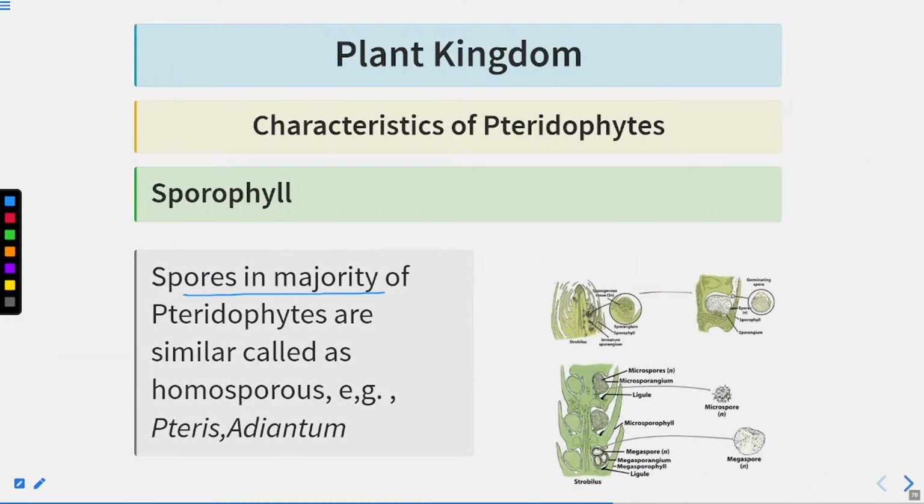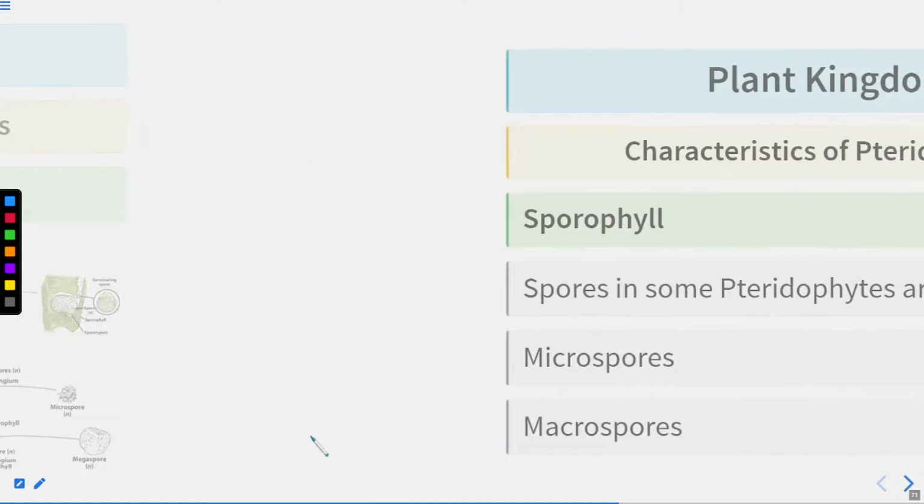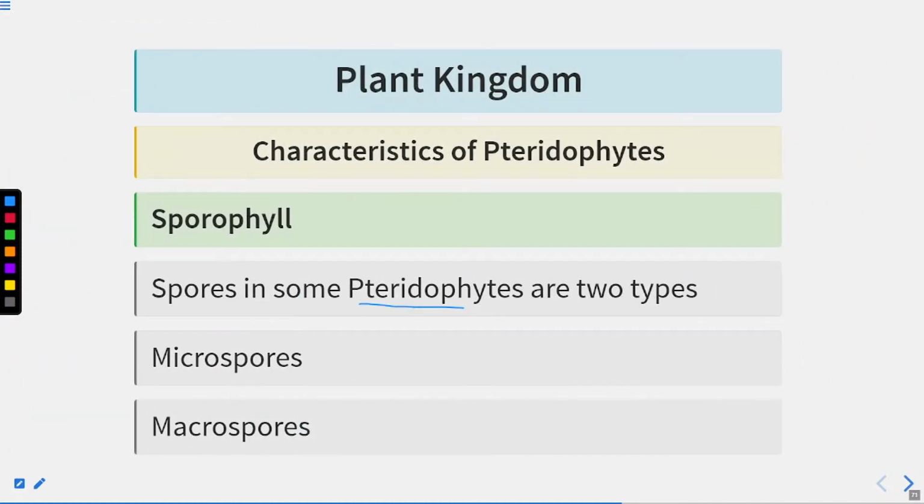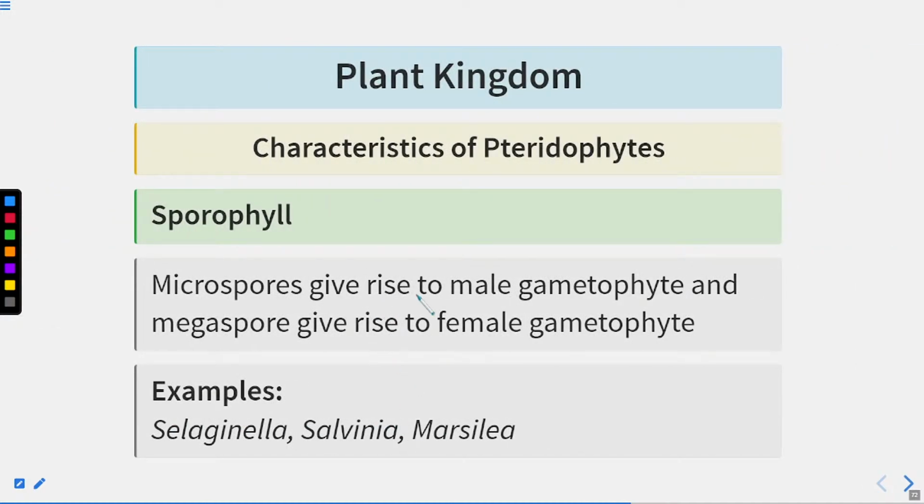Now, spores in the majority of the pteridophytes are similar, which is called homosporous, meaning they have just one single type of spore. For example, Pteris and Adiantum. These are the two examples, right? Spores in some pteridophytes are of two types, microspores and macrospores. Small spores are called microspores, and large spores are called macrospores, right? Microspores give rise to the male gametophyte, and megaspores give rise to the female gametophyte.